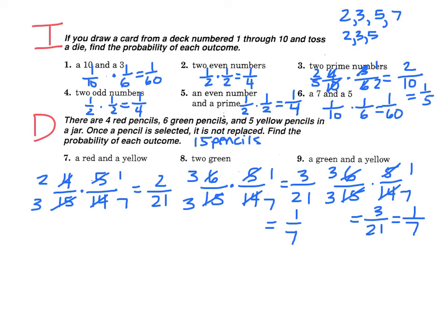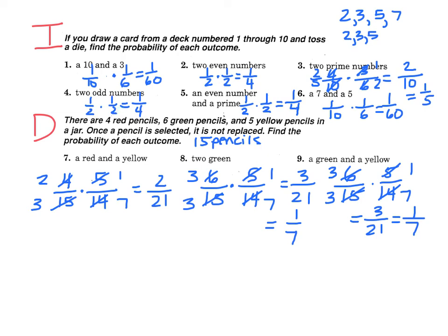Can't be simplified. 2 evens. Well, 1 through 10, half of those are even. 1 through 6, half of those are even. Half times a half is a fourth. 2 prime numbers. So we can list out the prime numbers between 1 and 10. That's 2, 3, 5, and 7. So 4 out of 10, which I simplified to 2/5 before I started the problem. And then the primes between 1 and 6 are 2, 3, and 5. So that's going to be 3 out of 6 total, which I simplified to 1/2. Multiplying across the top and the bottom, you got 2/10, which again simplifies one more time to 1/5.